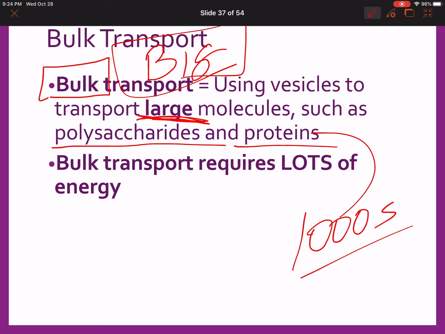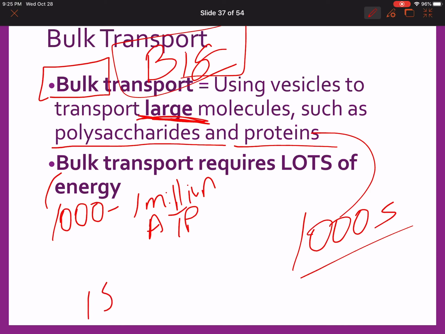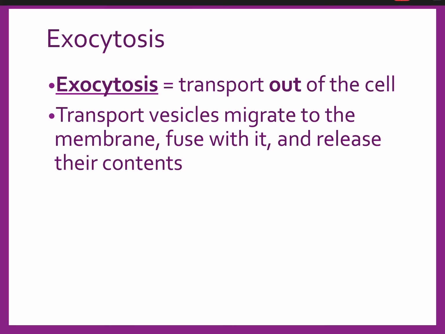thousands of atoms. Okay? Glucose takes like 1 ATP. Bulk transport takes a couple of thousand to a million. Yep. Okay. Lots of energy. Big stuff. Guys, this is 18-wheeler type transport. Okay? Huge. There's two types. I love this.